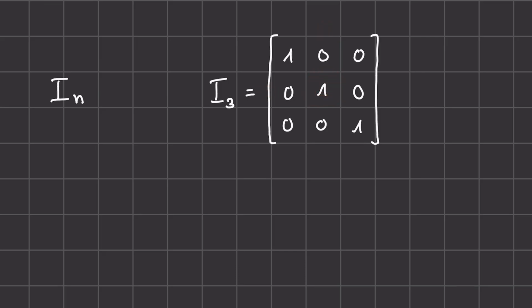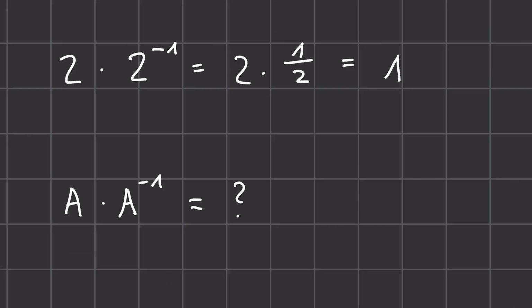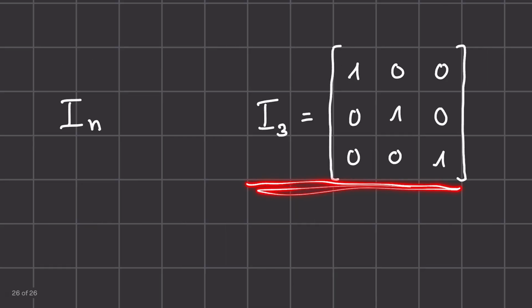Now, we mentioned this analogy with the number 1 at the beginning, that multiplying a number with its inverse gives us 1. And we know that if we multiply 1 by any number, we just get that number back again. The same is true for the identity matrix. Multiplying this identity matrix by a compatible vector or matrix just gives us that matrix again. I will demonstrate that quickly.